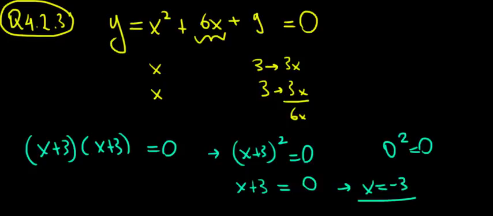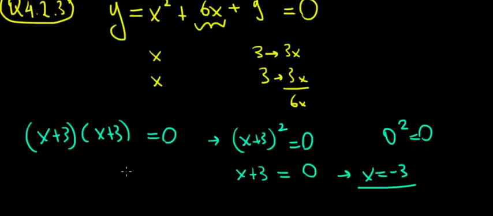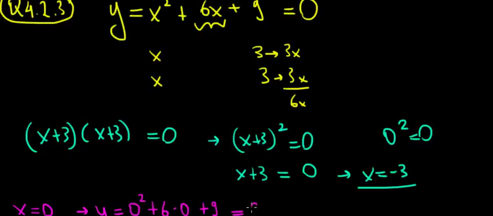Now the other question is, what is the y-intercept? Basically they're asking us, what is the value of y when x equals 0? So if x equals 0, we substitute 0 into x: 0 squared plus 6 times 0 plus 9, and that's equal to 9. This is called the y-intercept, the value of y when x equals 0, or the value where the graph crosses the y-axis. And x equals minus 3 is called the x-intercept. That's the value when y equals 0, or the value where the line crosses the x-axis.